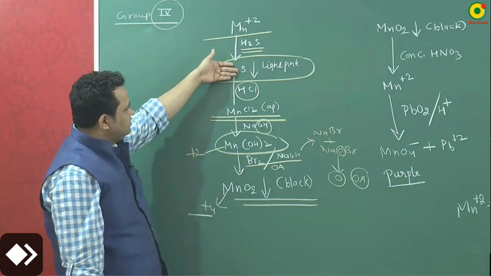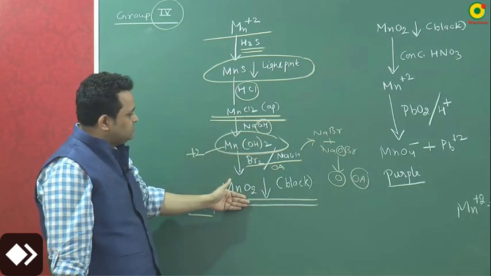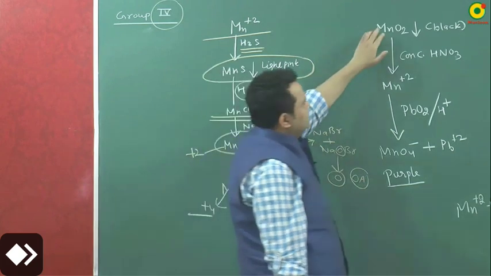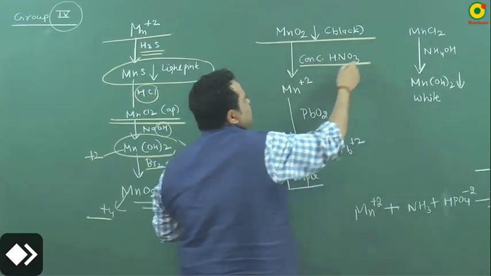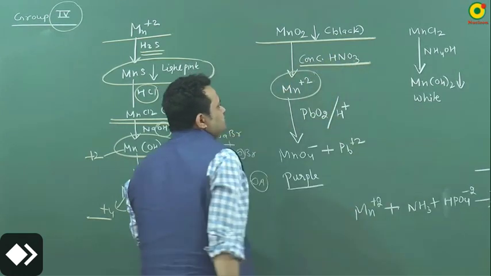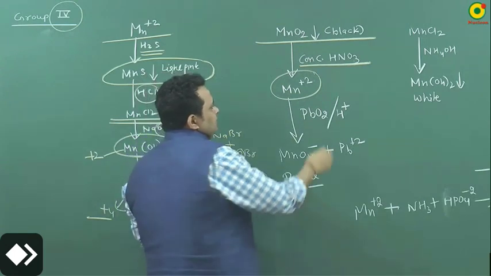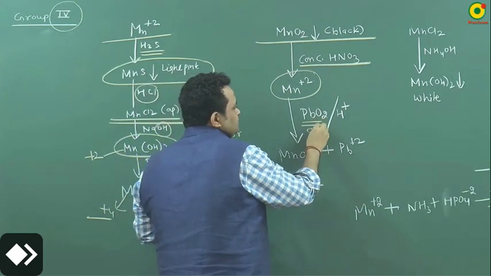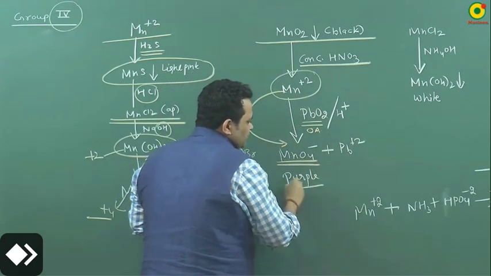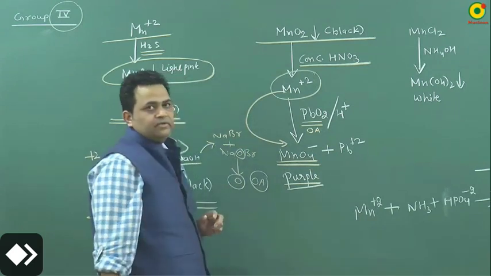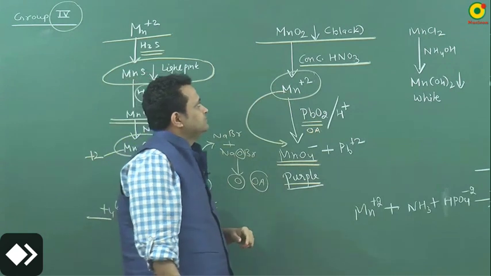So this MnS is dissolved in HCl, then NaOH is added, then bromine water is added. So it is oxidized into black MnO2. Now the black MnO2 precipitate is dissolved in concentrated HNO3 and it converts into Mn+2 solution. Now after dissolving, when we add PbO2 as a strong oxidizing agent, it will oxidize Mn+2 into MnO4- ion, which is purple in color. So PbO2 will oxidize Mn+2 into MnO4-.